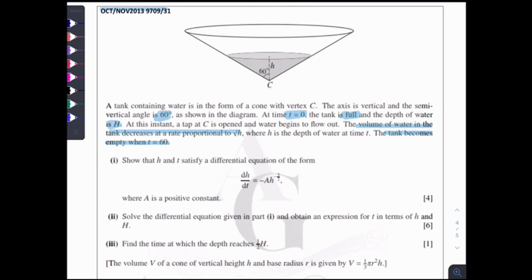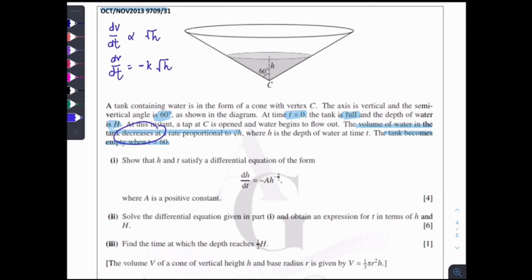According to the information given, the volume of the water in the tank decreases at a rate proportional to square root h. So from here we can form a differential equation for the volume. The rate of the volume, dV/dt, is proportional to square root h. When we change it into an equation, we have to add in the constant of proportionality, which is k square root h. But in this question, they mentioned that the rate is decreasing, so we have to add in a negative to the k here.